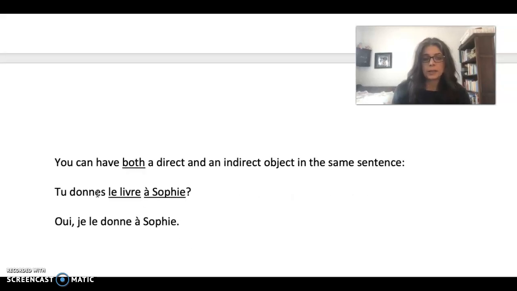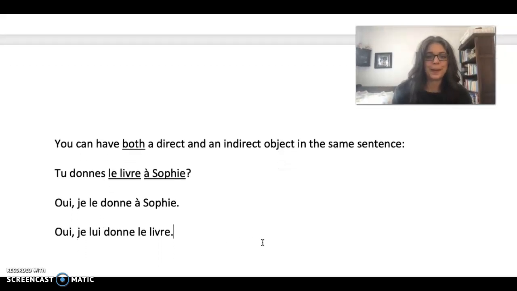Or we could answer, I give her the book. So in that case, we're replacing the indirect object, à Sophie, with a pronoun and keeping le livre. So we could say, oui, je lui donne le livre. I give the book to her. Literally, I to her give the book. Okay.